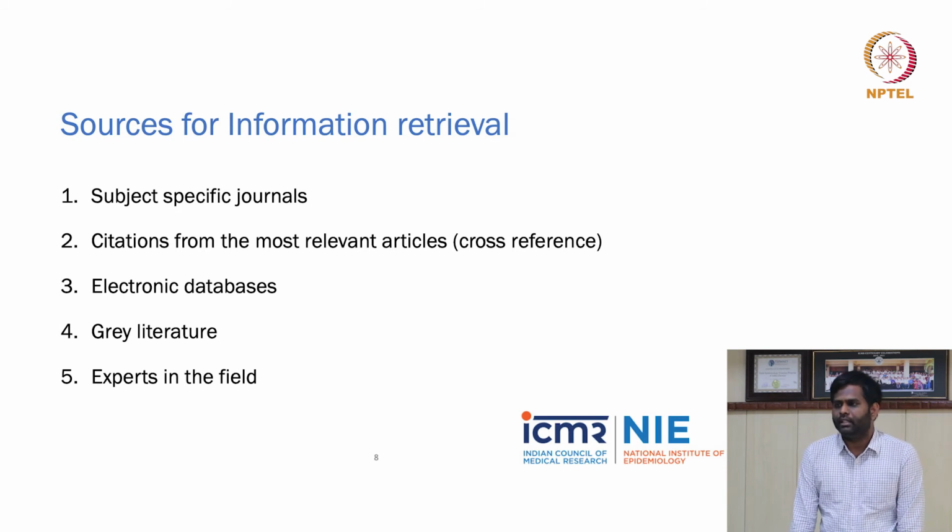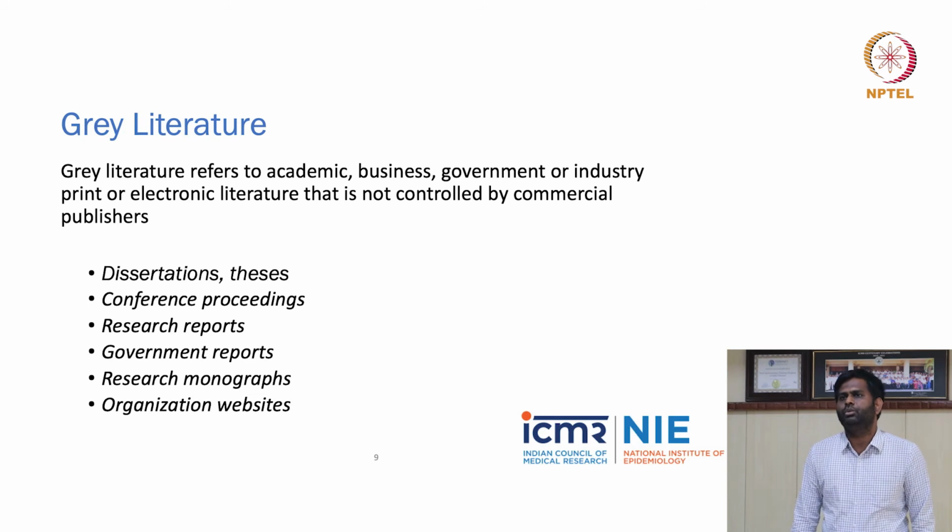Fourth is the gray literature. So what is this gray literature? Gray literature refers to any unpublished data, but it has originated from academic, business, government or industrial print. These are basically our thesis or dissertations which have been submitted to the universities but are not yet published. Or it could be a conference abstract we have submitted and presented, but we have not made the full text or the final publication of the content.